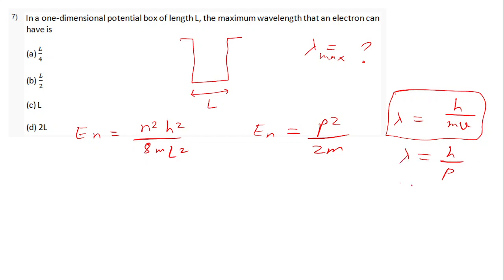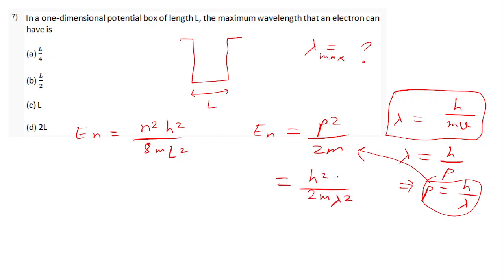Substituting, let me write it in. So it will be h over lambda. Now putting this here, I will get h square divided by 2m lambda square. Okay. In that case, the energy becomes h square over 2m lambda square. Okay.